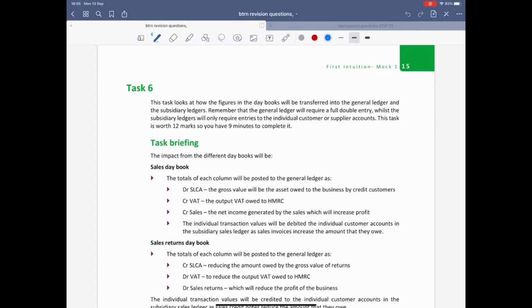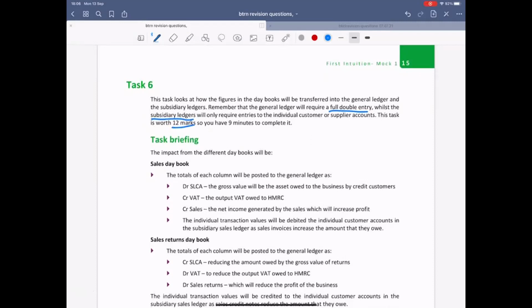When we're thinking about our general ledger, we're going to need to do a full double entry. Whilst the subsidiary ledgers, which might be called the sales ledgers or the purchase ledgers, are just the individual customer or supplier accounts. Therefore, you're just doing the entry that relates to the same entry that went into the control account. Whatever happens in our control account in the main ledger, we do the same in our subsidiary ledgers, whether it's sales or purchases. So knowing your double entry in the first place will help you when you're doing your individual subsidiary ledgers. There are 12 marks on this task, and about 9 minutes in the assessment to complete it.